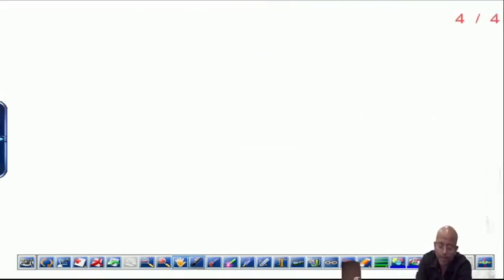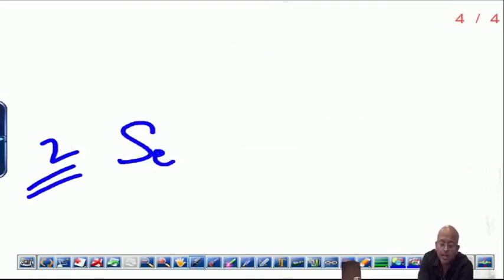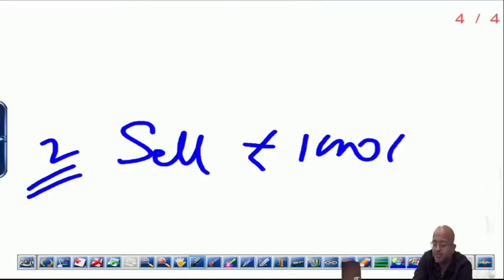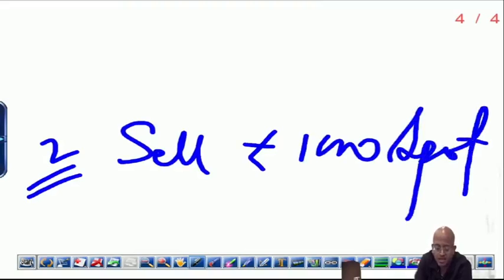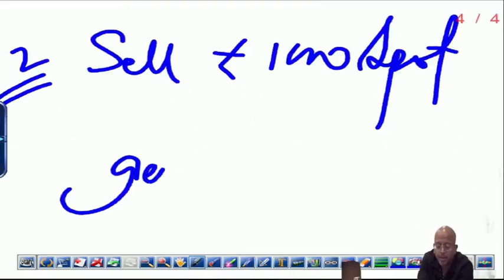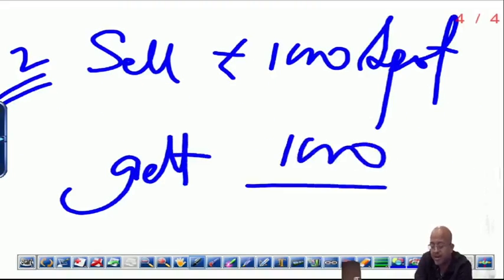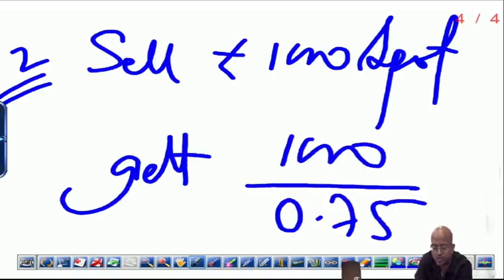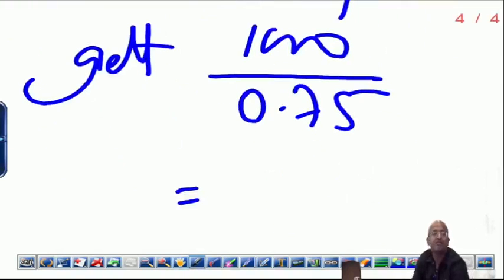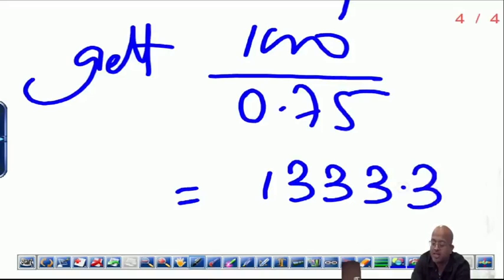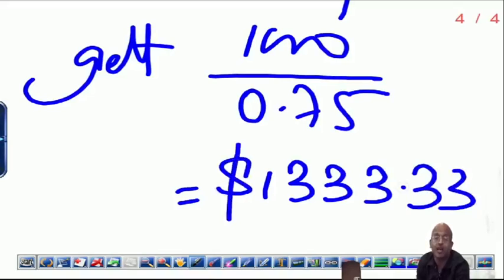Step 2. Sell £1000 spot. Getting 1000 divided by 0.75. What is the amount of dollars we get today? You are selling 1000 pound spot, so what is the amount of dollars that you are getting today? 1000 by 0.75, 1333.33. That is the amount of dollars that you get today.